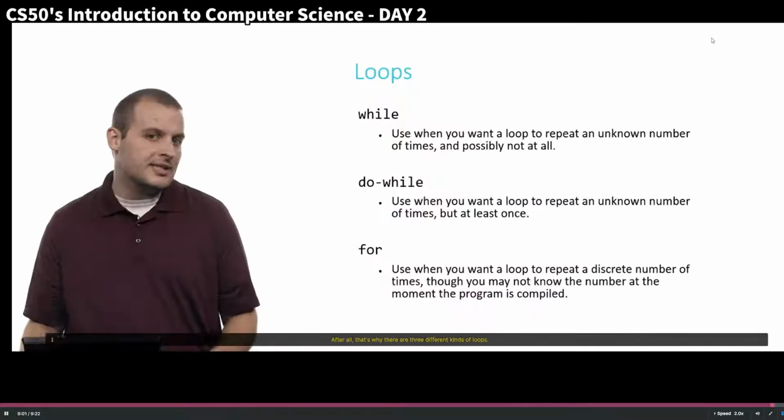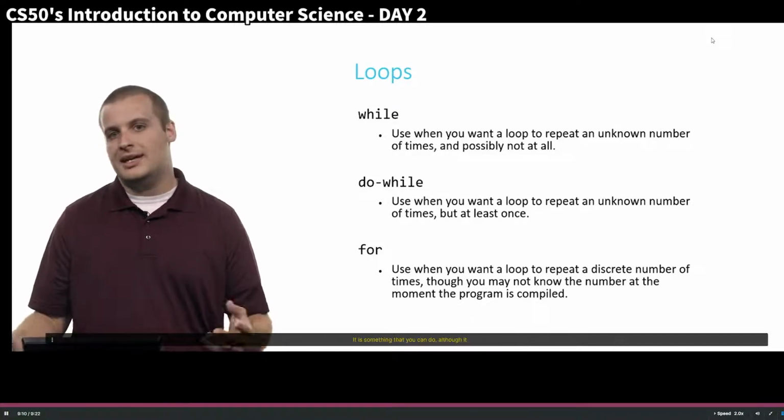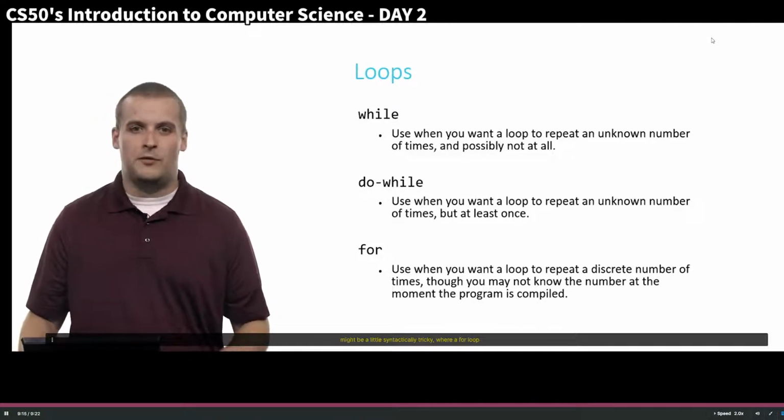Use a do while loop if you want to do something once at least. Use a for loop if you want to do something a specific number of times. After all, that's why there are 3 different kinds of loops, so that they can be used in the right context. But you can interchange them if you want. If you feel comfortable with while loops and you always want to use while loops, it is something that you can do, although it might be a little syntactically tricky, where a for loop would be a lot more straightforward.